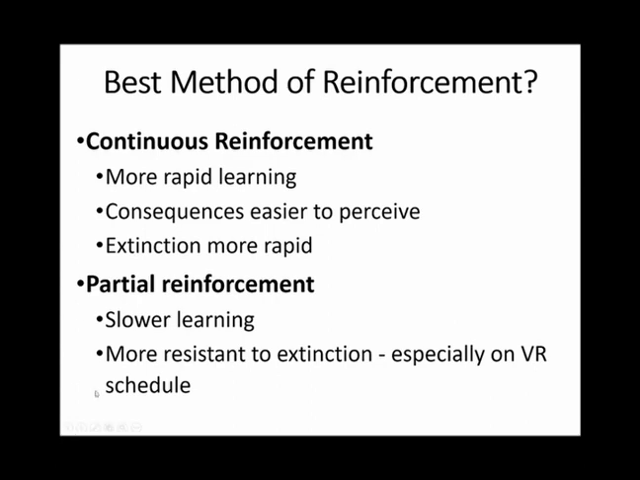So animals who have received partial reinforcement as they learned a process, they're actually more resistant and more resilient when it comes to extinction. They're going to maintain what they've learned for longer, especially when we compare them to our continuous reinforcement groups.